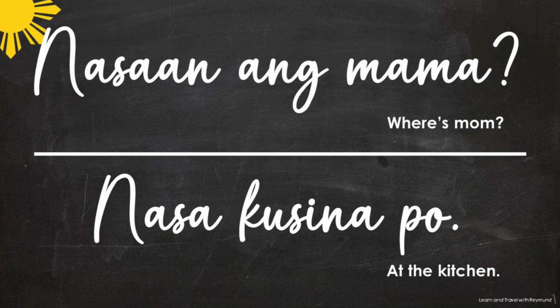The next one is, nasaan ang mama? When we say mama, that's mom. So nasaan ang mama means where's mom? Nasaan ang papa? Where's dad? And then to answer, nasa kusina po, or nasa kusina ang mama. The word po is added to make the sentence more polite and respectful. Nasaan ang papa? Nasa kanyang silid, in his room. So nasan or nasaan, but of course, nasaan is the more formal one.